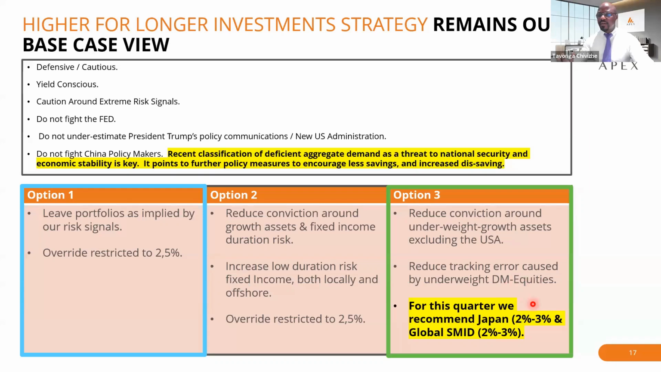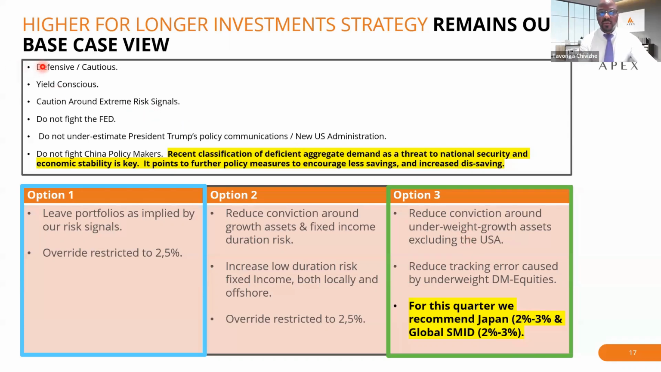So there's a part of us where that 2.5% we're taking out of DM equities, we want to nibble a little bit into Japanese equities and/or global small mid caps because they're significantly cheaper than your mega caps. So that's pretty much how we are thinking around this particular strategy.